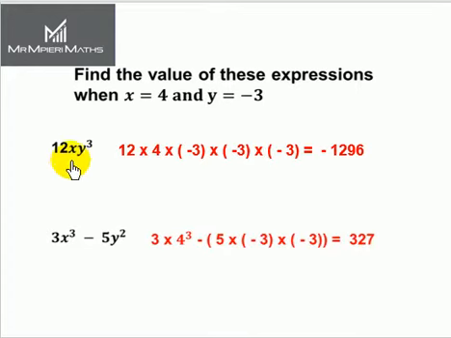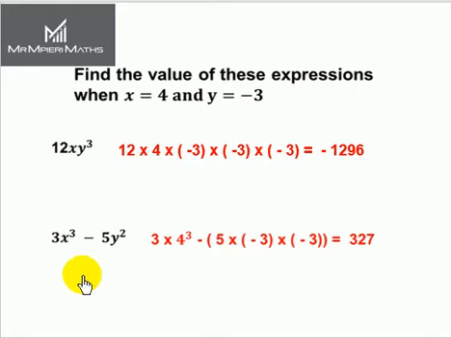Now, 12xy cubed, 12 times 4, because x is 4, times, because y is negative, so I need to put it in a little bracket. So minus 3 times minus 3 times minus 3. Altogether, that will give you minus 1296.